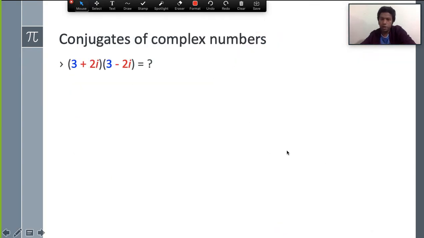Now, one important thing: conjugate of complex numbers. 3 plus 2i and 3 minus 2i, these two differ only in the positive and negative sign. This kind of pair is called a complex conjugate, where you have everything the same, and only the sign in between them is different. They will come up a lot of times in our discussion. Complex conjugate. Same thing, just the sign is different.